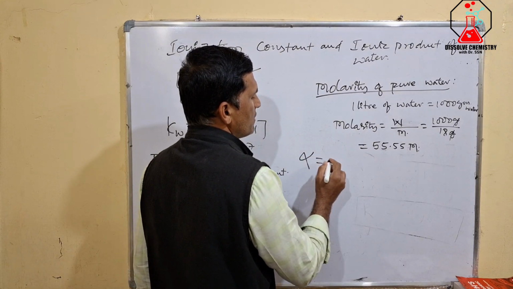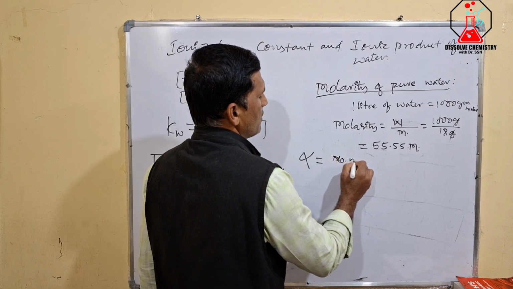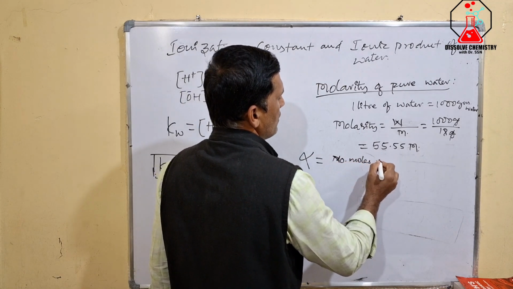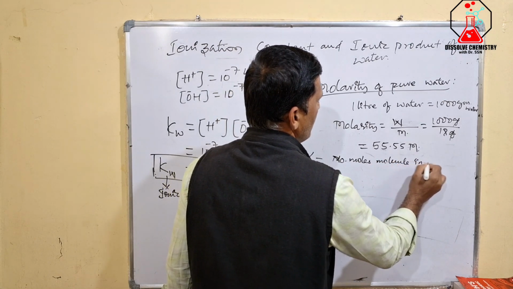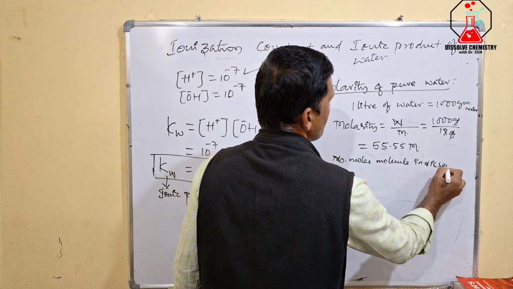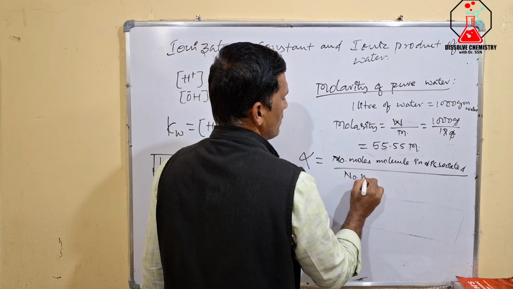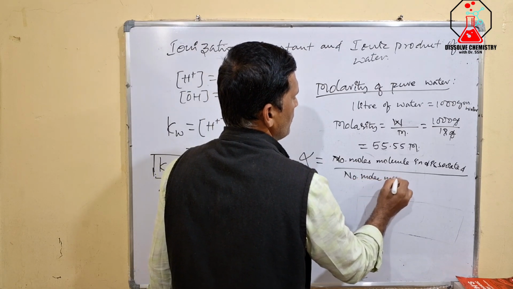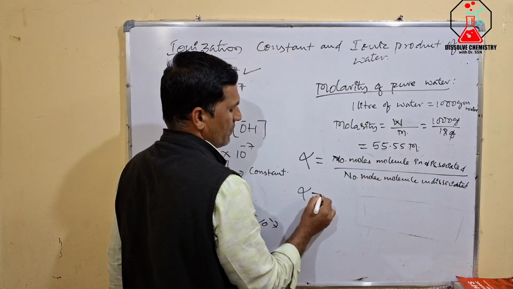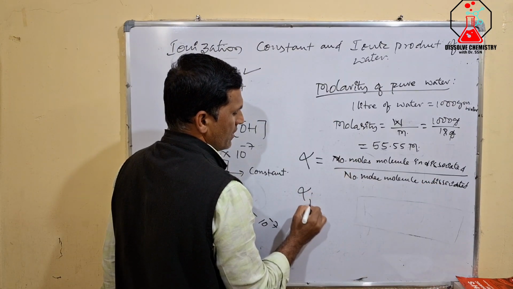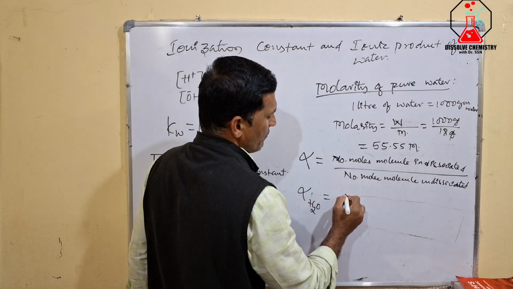Degree of dissociation is equal to the number of moles of molecules in dissociated form divided by the number of moles of molecules undissociated. Degree of dissociation of water, H2O, pure water if you take, then how much will it be?